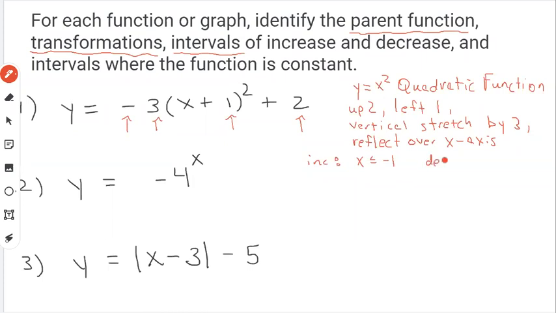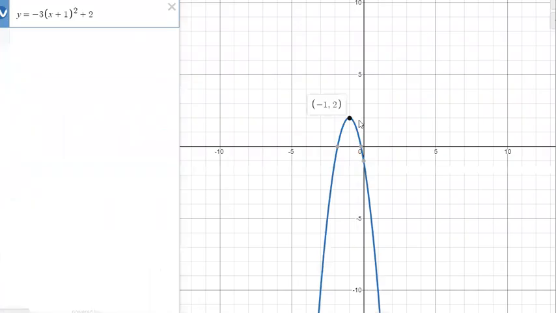And where is the function decreasing? To the right of -1. So x is greater than or equal to -1. That's where the function is going down. And if you take a look at the graph, as you move past the top of the hill, it is moving downwards as you move from left to right. So that is why the function is going up and down.